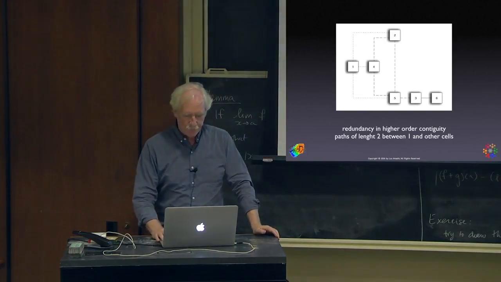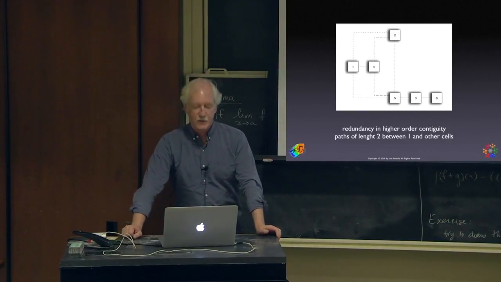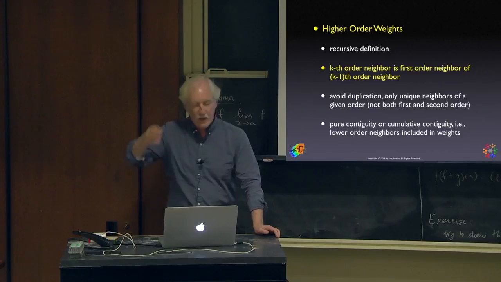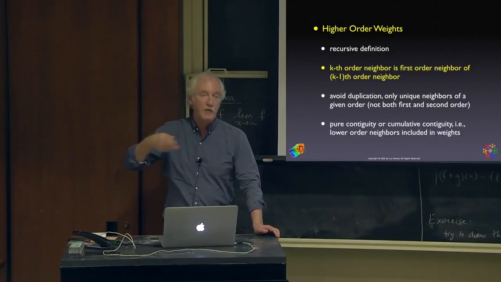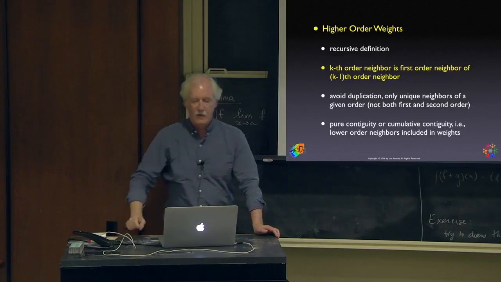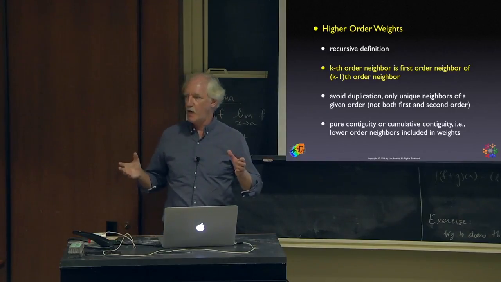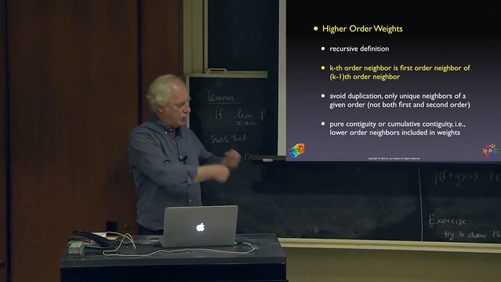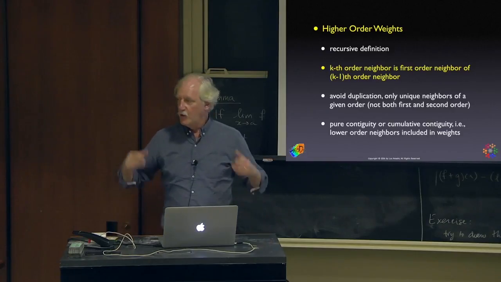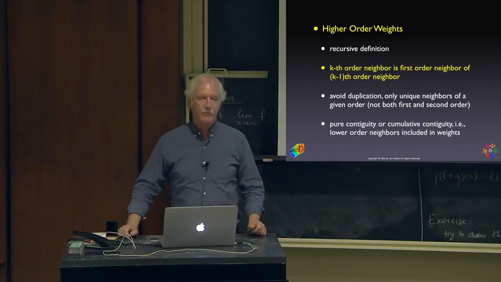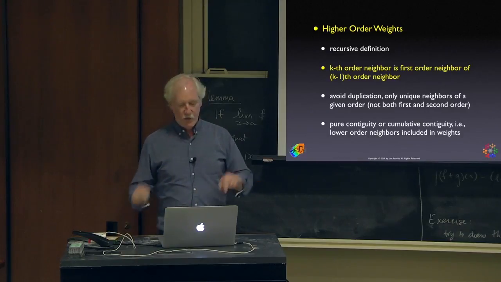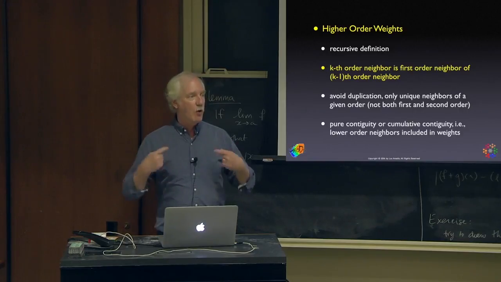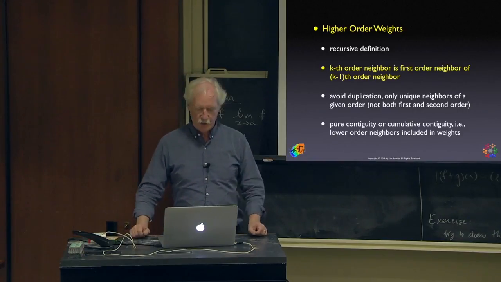So then higher order spatial weights, it's a recursive definition, meaning it goes back on itself. So that's a computational trick. It's very appropriate for very complex problems in that you reduce the problem to solving the previous problem and then you kind of roll back. So a neighbor of order k is a first order neighbor of a neighbor of order k minus 1, 1 less, but not already a lower order neighbor, so no duplication, right?